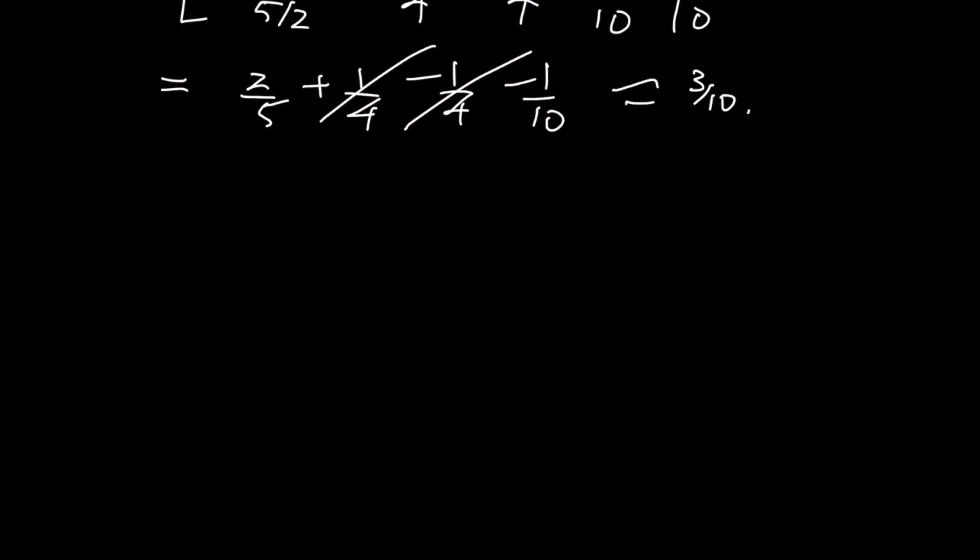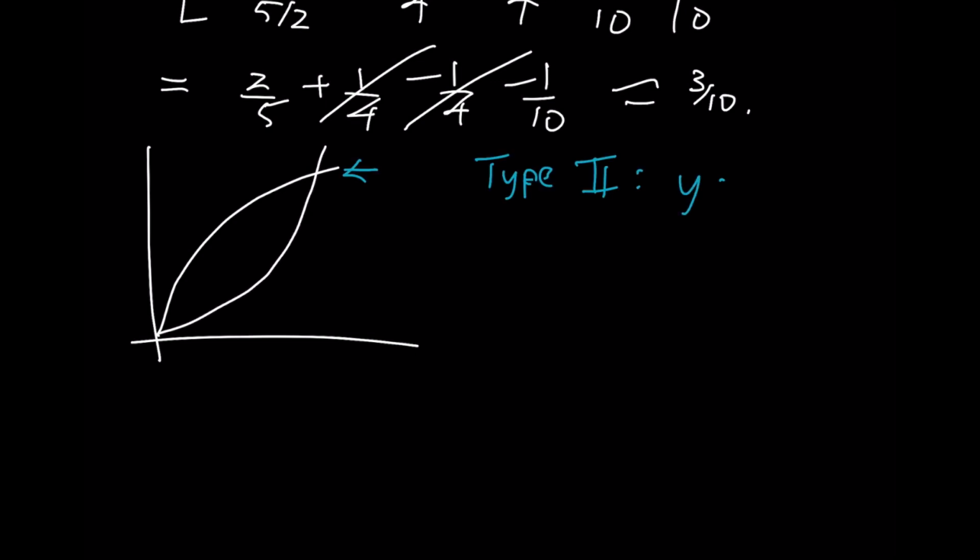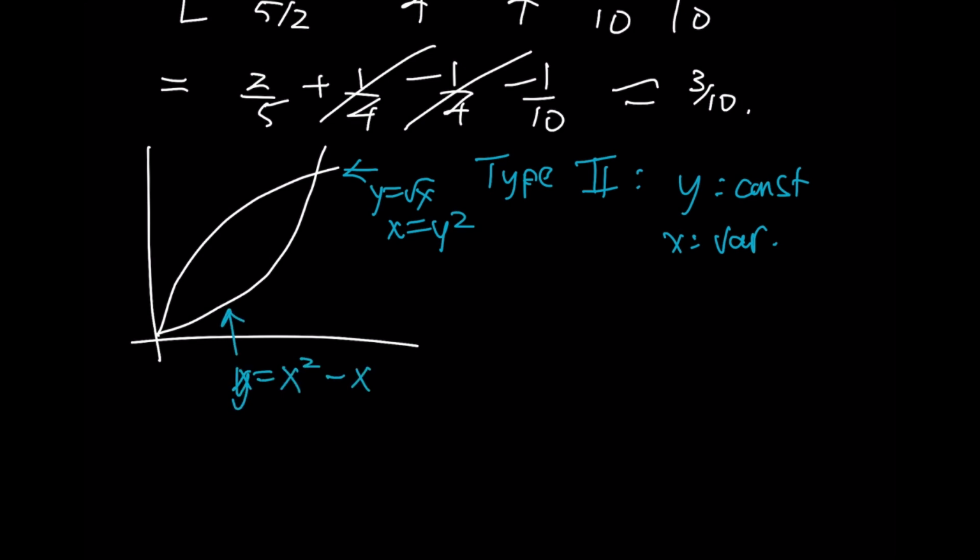Now, at the same time, I could write this region as a type 2 region. That means the y limits are constant, and the x limits are variable. This curve right here was y equals root x, so x would be y squared. This curve, y equals x squared, so x would be root y. For some value here, this left is going to be y squared at some height y. This is going to be root y at some height y.